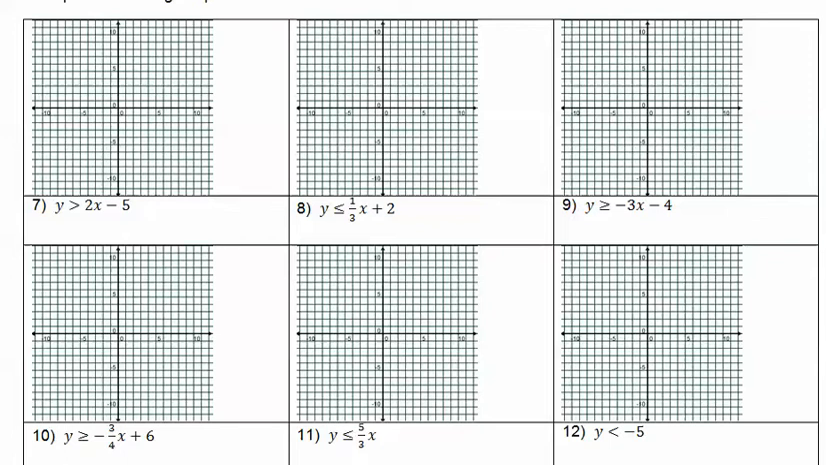For worksheet number 4, I'm actually going to work the bottom ones first, and then we'll come back up to the top ones. I'm going to work the odd ones and leave you the even ones. So to graph these, what we do is we graph this as if it's just a line, just like it's y equals 2x minus 5. So we need to figure out how to graph that. So we start with the y-intercept, so negative 5.